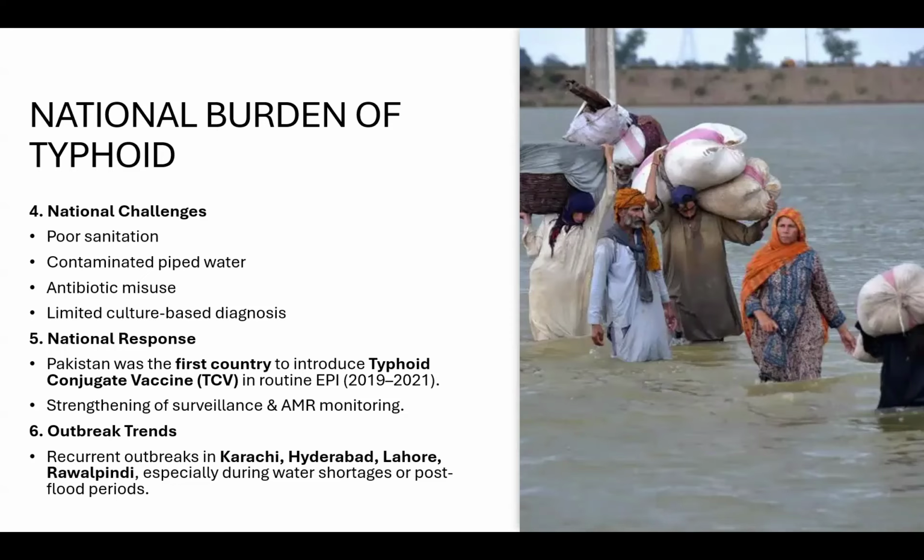National response. Pakistan was the first country to introduce typhoid conjugate vaccine TCV in the routine EPI schedule in 2019 to 2021. And strengthening of surveillance and AMR monitoring should be done. Recurrent outbreaks occur in Karachi, Hyderabad, Lahore, Rawalpindi, especially during water shortages or post-flood periods.